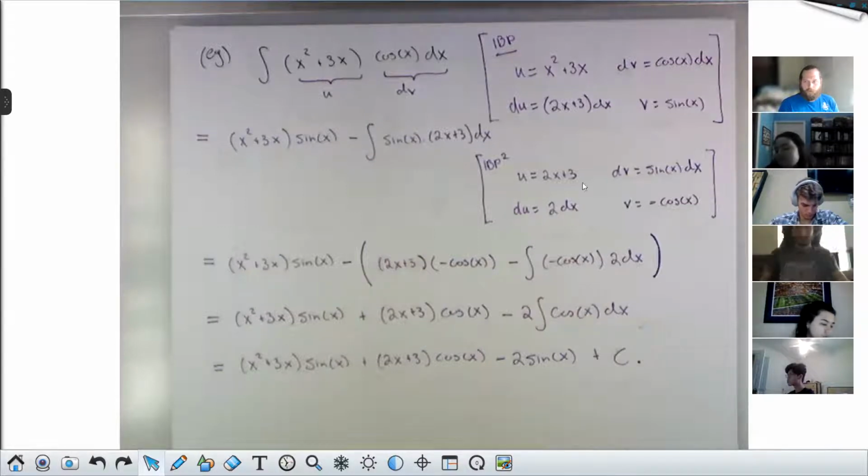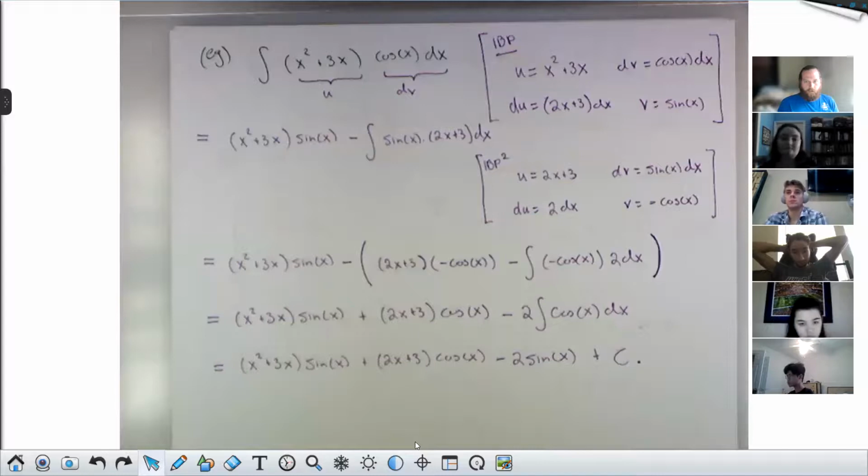I want to pause for a second, give you guys time to get this in your notes nice and clean. Check all your minus signs are in the right place and you've got parentheses where you need them. Are there any questions about what we did here?